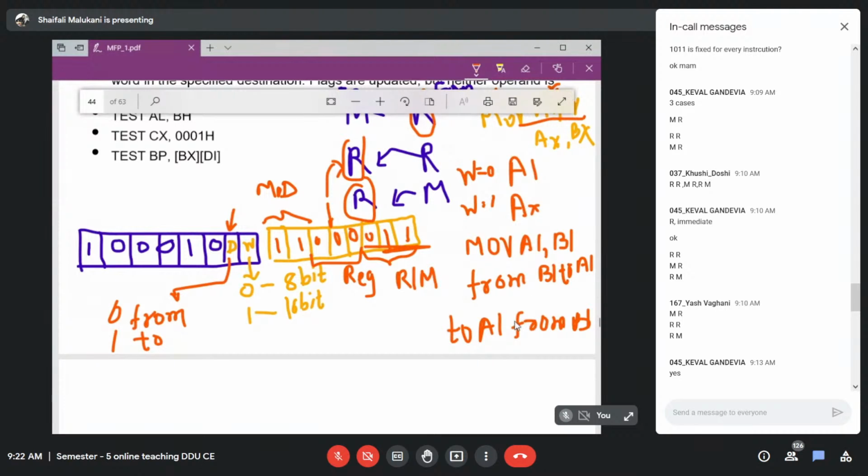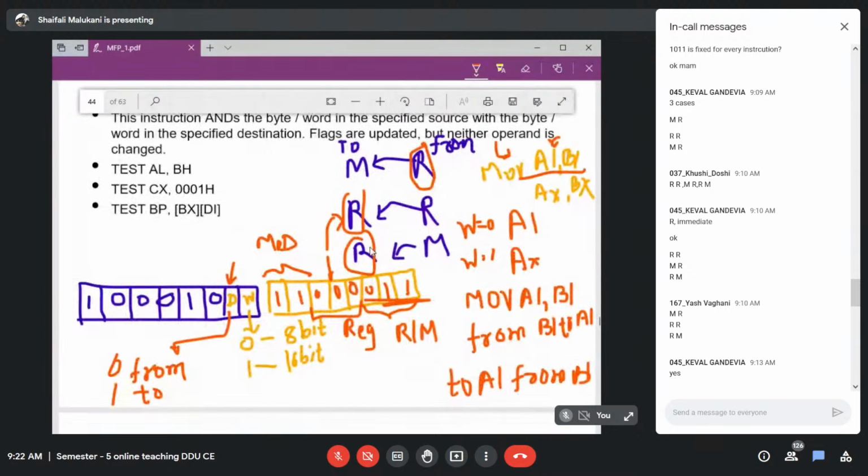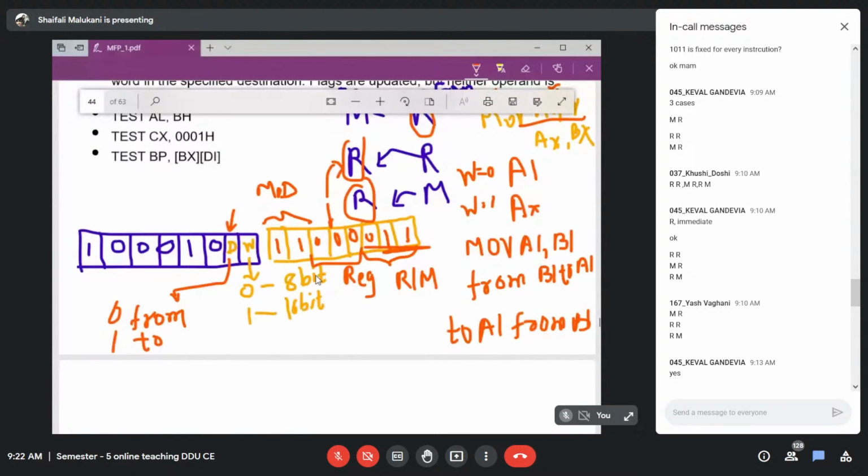From BL to AL or to AL from BL? What is the meaning here? They are same instruction. So if I want to have register to register transfer, I can encode it in two ways. One way is what I did here, that I specified this register is the destination and this is the source, or whatever I specify is the source. That means I will write here 0, that is from. Here I will write the code of BL, that means from BL, and here I will write the code of AL, that means to AL. Both the codes are valid.